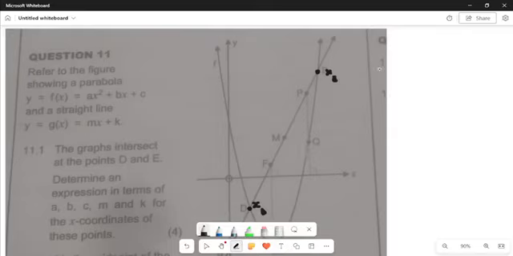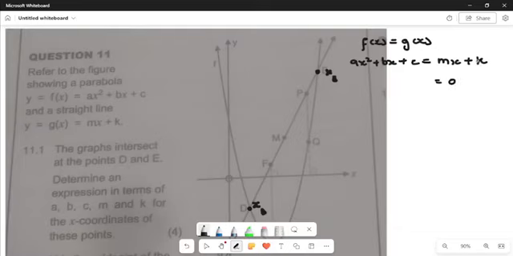So just like any other equations whereby we're given two functions and we need to find where they're equal or where they intersect, we just equate the equations of those two functions. In this case, f of x equals g of x. Now let us substitute. We have ax squared plus bx plus c, that is equal to the straight line mx plus k. Now let us simplify this by transposing everything on the right to the left.